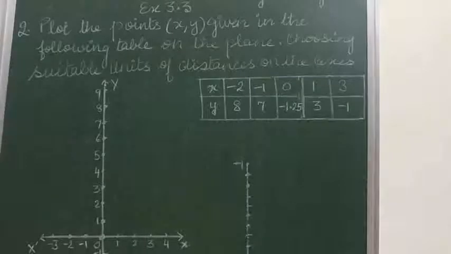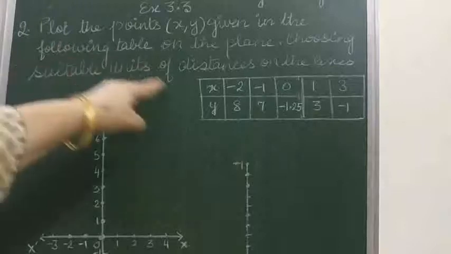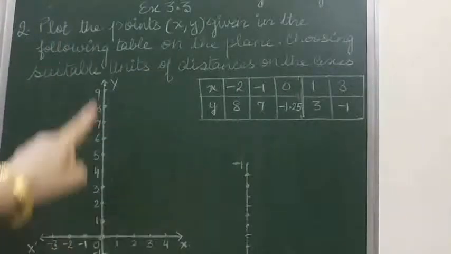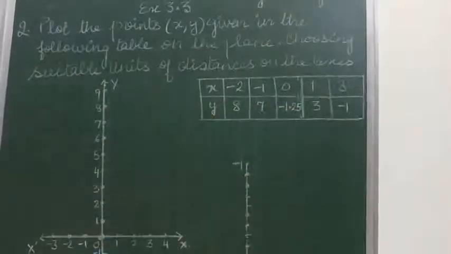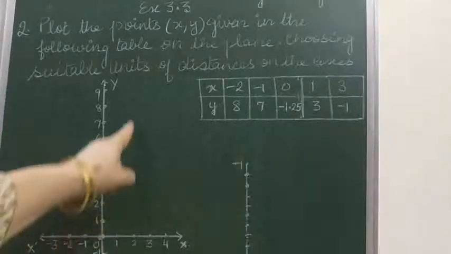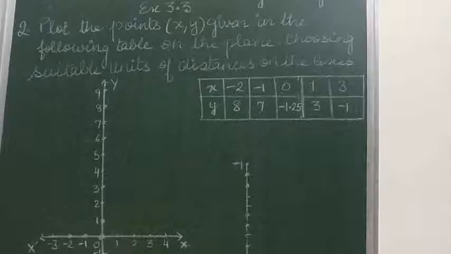Question 2. Plot the points x, y given in the following table. So here is a table given. On the plane, we have to plot these points, choosing a suitable unit of distance on the axes. On both the axes, we have to choose a suitable distance. That means we will take these distances between the points equal. So let us take the suitable distance as 1 centimeter equal to 1 unit. I have taken it already.